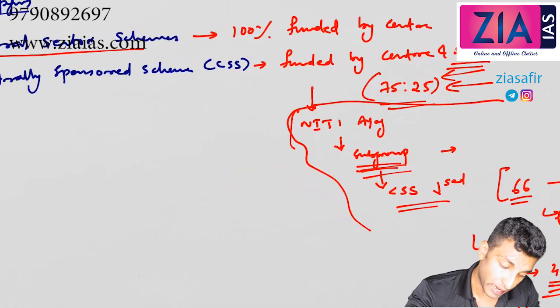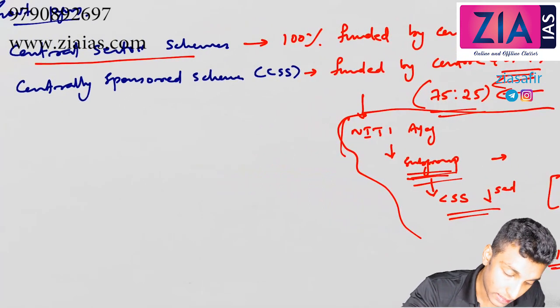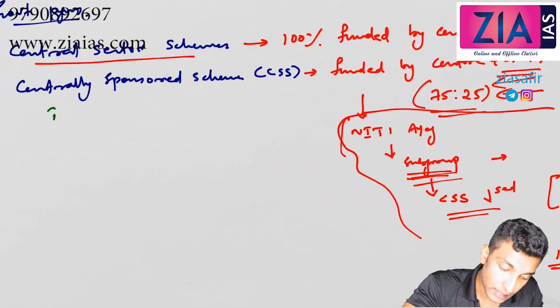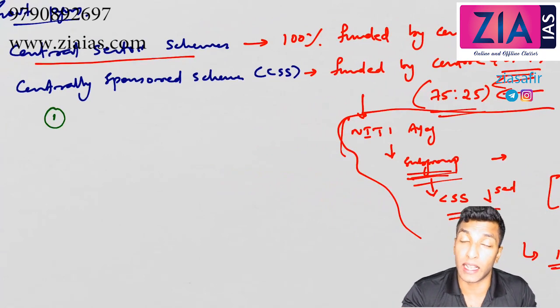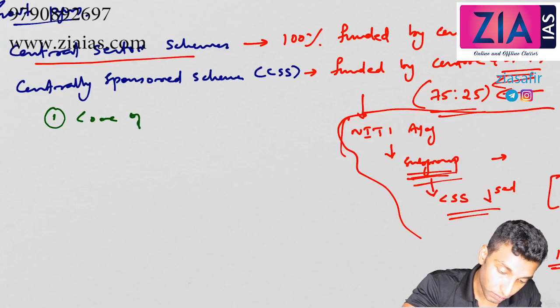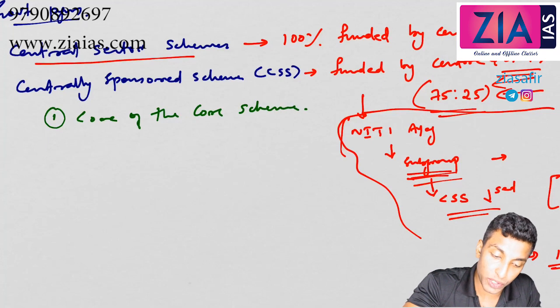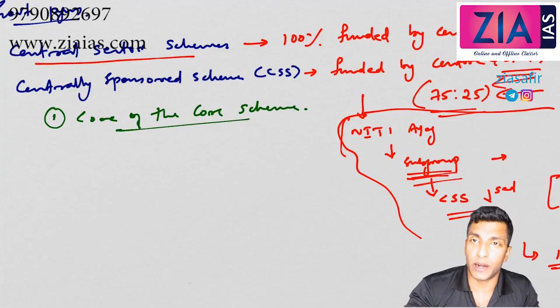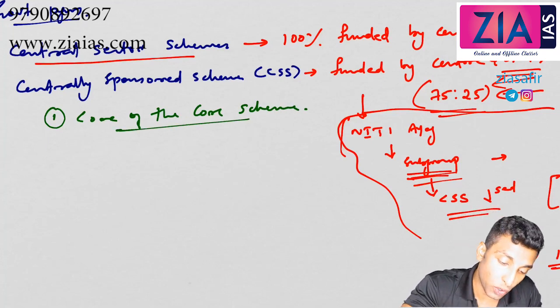Now there are three different categories. I'll tell you those three categories. The first category of CSS, centrally sponsored scheme, is the core of the core scheme. These are the most important schemes. Around 6 schemes will come under core of the core.